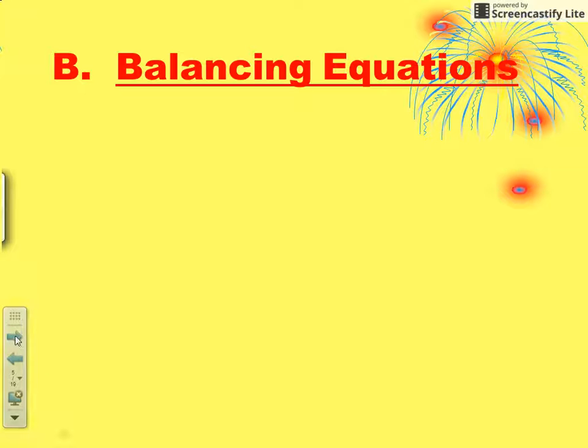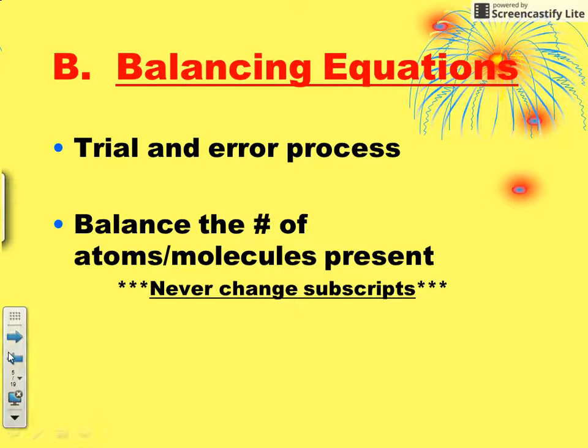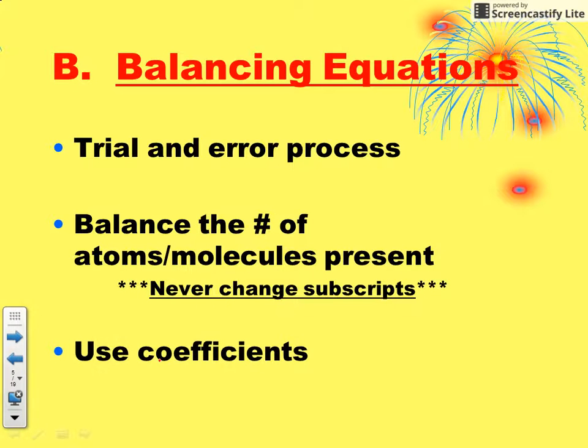Next, we're going to look at balancing equations, and a couple of things I want to just suggest is I would always balance equations in pencil because it is a trial and error process. When you're balancing equations, you're going to be balancing the number of atoms or molecules present. You never, ever, ever want to change your subscripts. Do not change your formula. You're going to balance simply by putting coefficients.